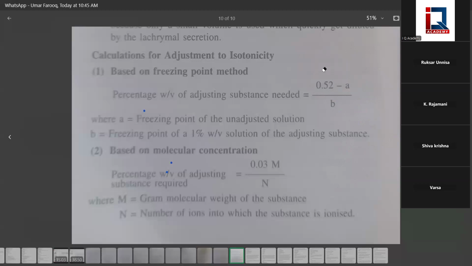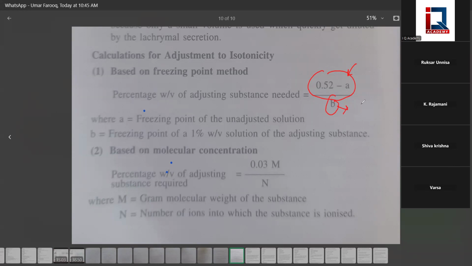So please note down the formula: 0.52 minus A by B. Remember, what is 0.52? It's the freezing point of plasma. And what is A? It is the freezing point of the unadjusted solution. What is B? The freezing point of 1% weight by volume adjusting solution. Please note it down. Show me on your screen. Then I'll go to the next formula and then we can go to calculations.